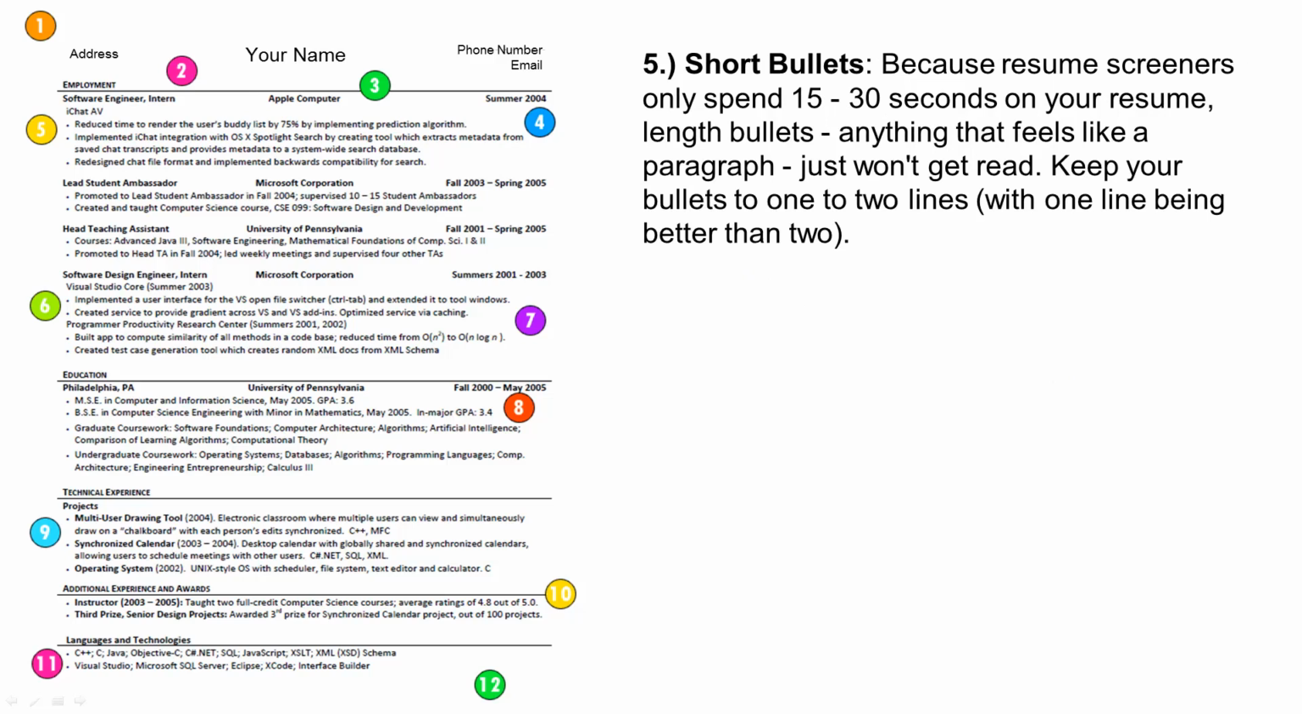So point number 5 that we want to make is to keep bullets short. Because resume screeners only spend anywhere between 15 and 30 seconds on your resume, the length of the bullets, anything that feels like a paragraph, just won't get read. So keep your bullets to 1 or 2 lines, with 1 line being better than 2.